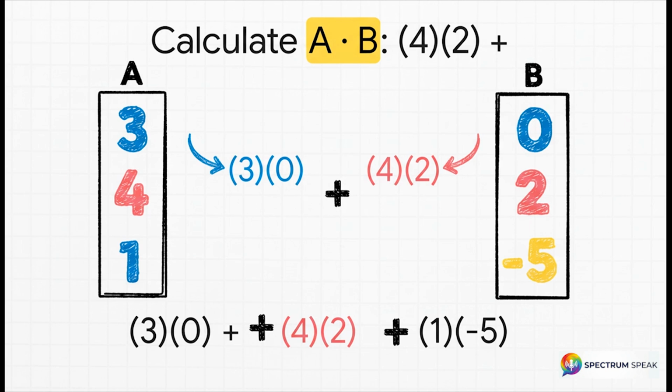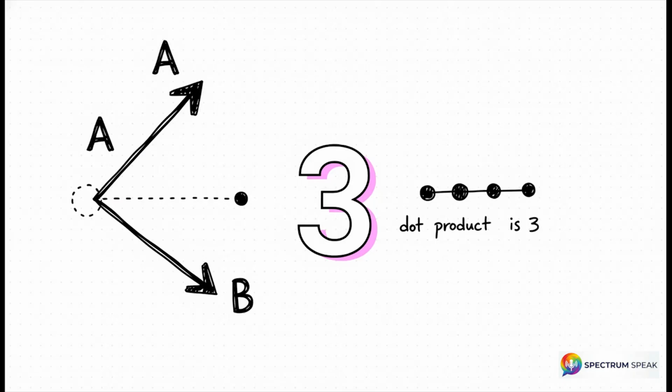Remember, it's easy. We just multiply the matching components. So first up, the x components, 3 times 0. Then the y's, 4 times 2. And finally, the z's, 1 times -5. You add those up, and we get a nice, clean number, 3. So A dot B is 3.